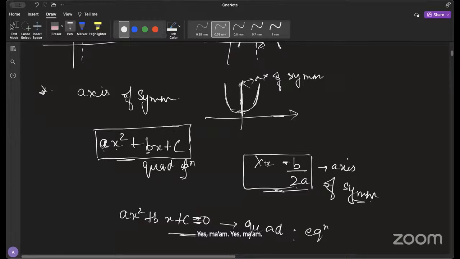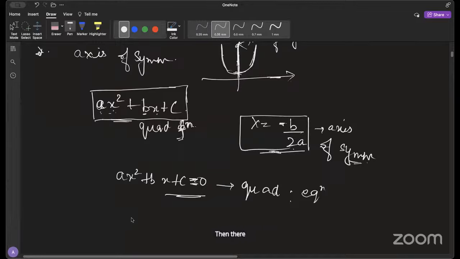While discussing the axis of symmetry, the b here, we've already written this. If this is your quadratic function, then the axis of symmetry, let's just say it looks like this. We don't know what a, b, c are, so we can't exactly figure out what it looks like. But let's just say it looks like this. Then its axis of symmetry is going to be minus b by 2a, where b is the coefficient of x and a is the coefficient of x square.